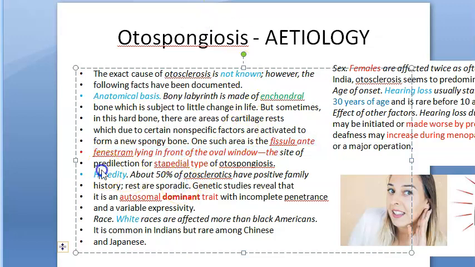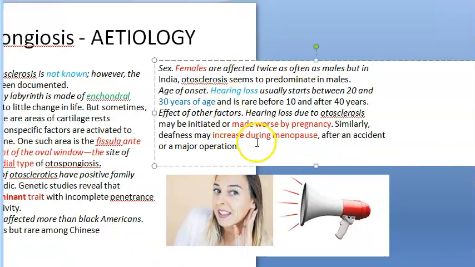Okay. Hereditary, it is an autosomal dominant trait. Whites are affected more, and females are affected more. Remember, it can worsen in pregnancy around 30 years of age, and even in menopause it can happen. Okay, so this is the etiology.